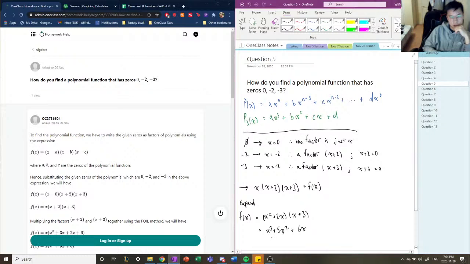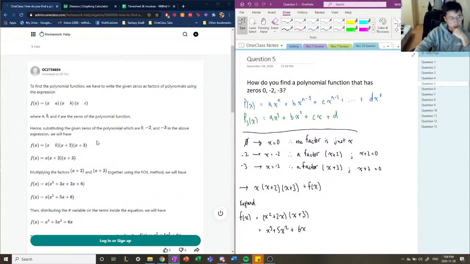So we have a third degree polynomial with coefficients a, b, and c. There's no d coefficient here. And we also notice that it's a polynomial. So this is the polynomial that corresponds to our zeros of 0, -2, and -3. Okay?